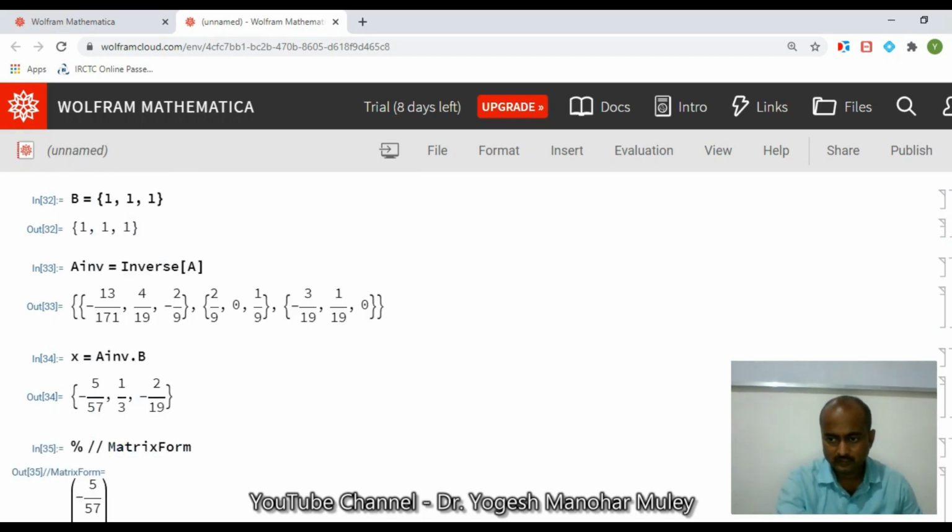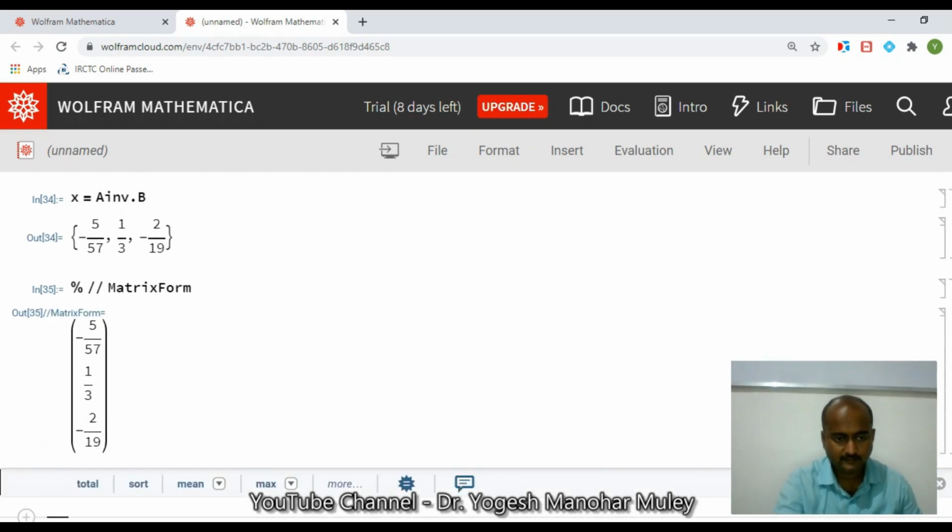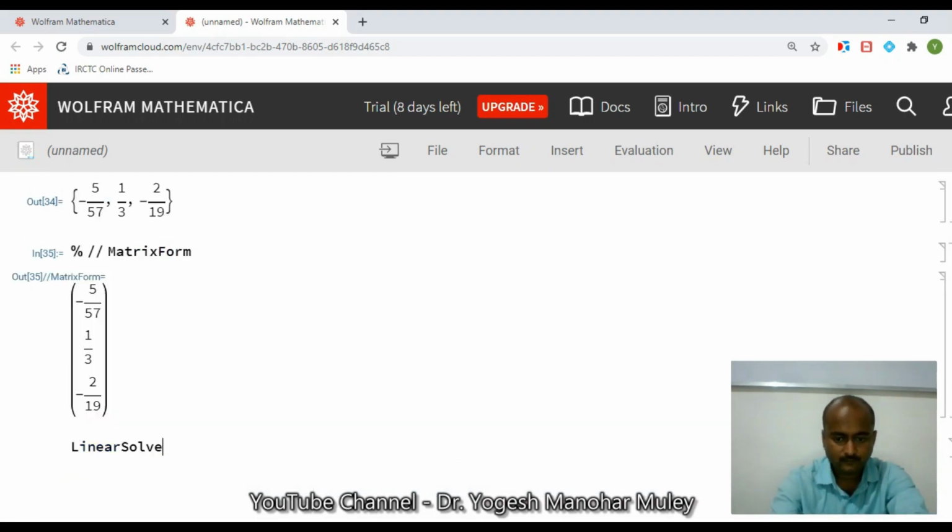So this is the required solution for X. With the help of this term we can find out the solution for Ax = B. To find the linear solution for Ax = B, we have a command for this, LinearSolve, where we can substitute the values of A, B. Directly you will get the required solution.